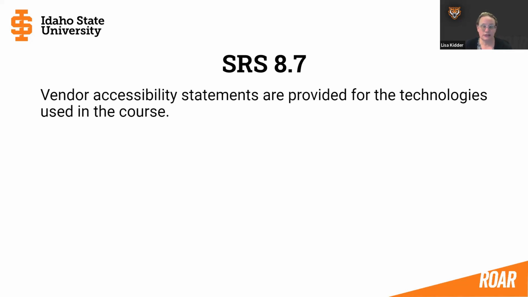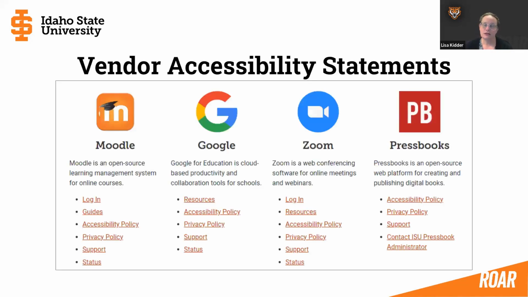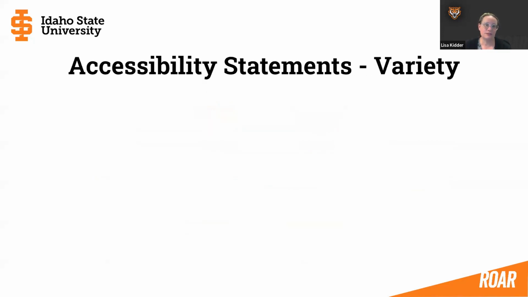For the ISU supported technologies on the ITRC website, you can find the accessibility policies for the technologies that we support. So here we have Moodle, Google, Zoom, and Pressbooks, and you can see that there is a link to the accessibility policy related to that tool. When you select other tools, it is important for you to find the accessibility statement or the policy of those technologies. And these can come in different forms.